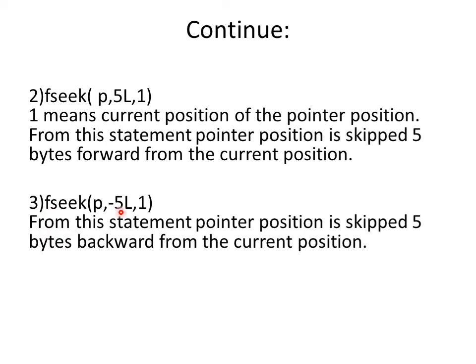Similarly, if it is fseek(fp, -5L, 1), here I have shown that this is the current position. Plus 5L means forward, and here I am indicating minus 5L. From here it will move backward: 1, 2, 3, 4, 5. After this it will start reading. From this statement, the pointer position is skipped 5 bytes backward from the current position.